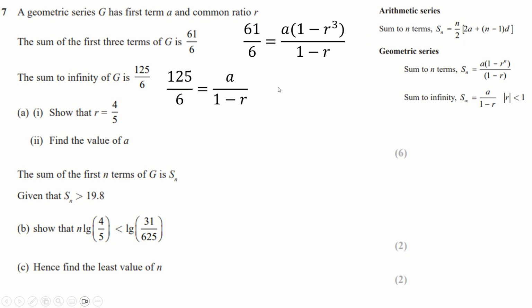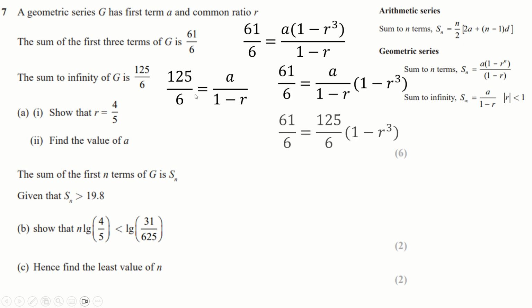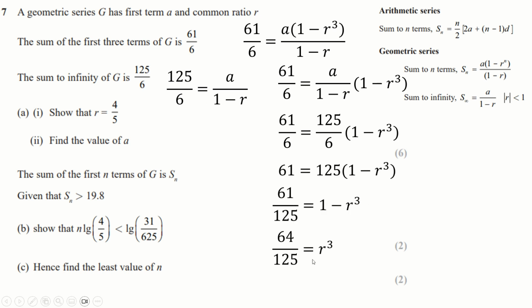Now, the cleanest and most clinical way of dealing with this is just to put this 1 minus r cubed down to the side for a second, and then replace this thing here with 125 over 6. Cancel the 6's, divide by 125. Do 1 minus this to get r cubed, which is this, and then cube root to get 4/5. And then find the value of a.